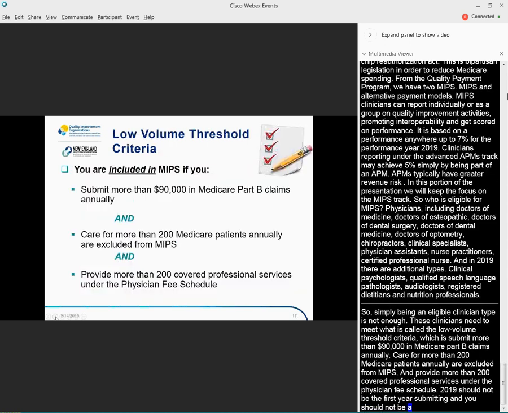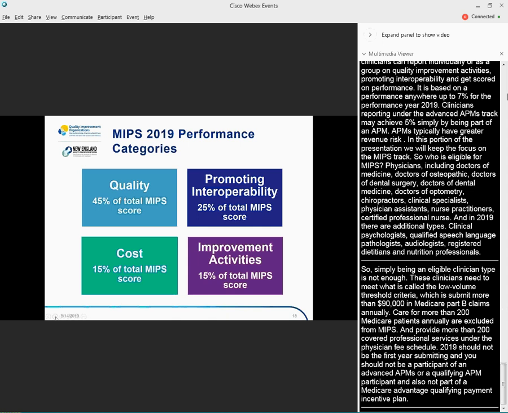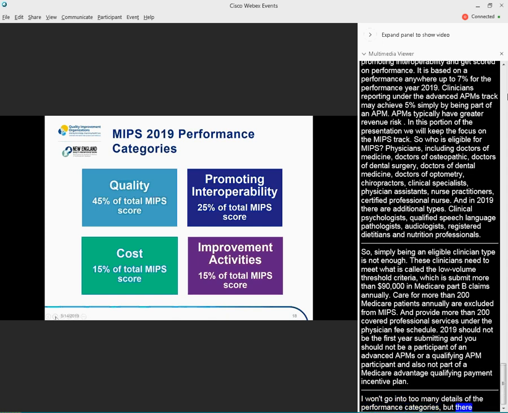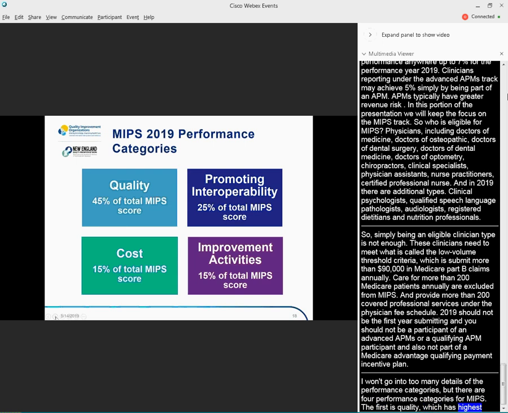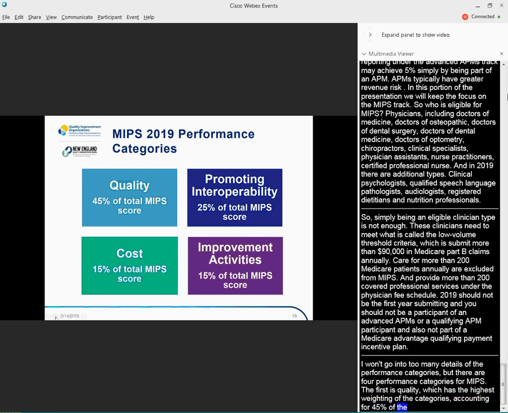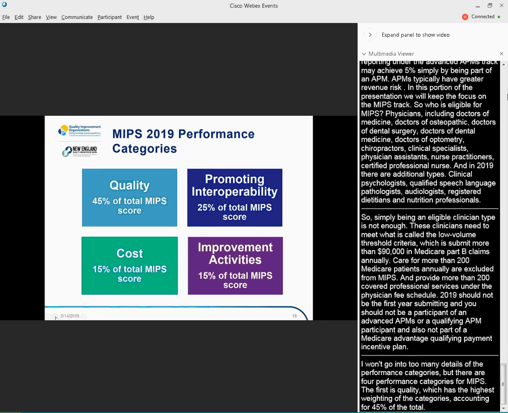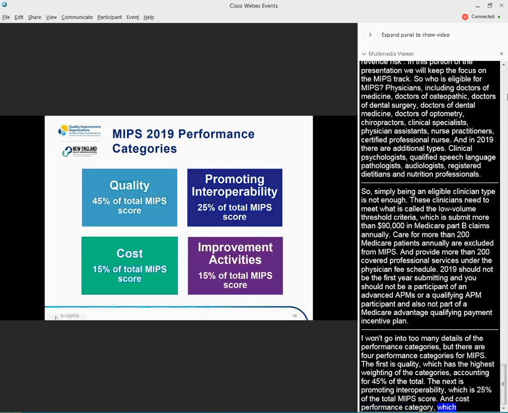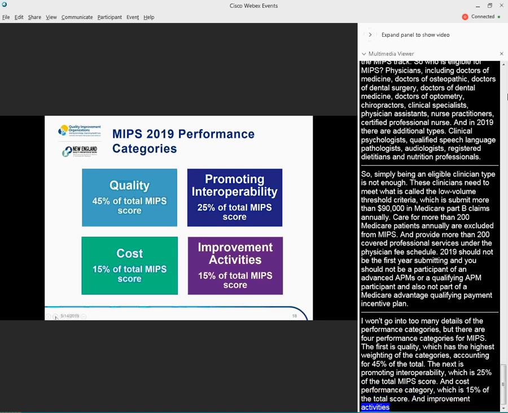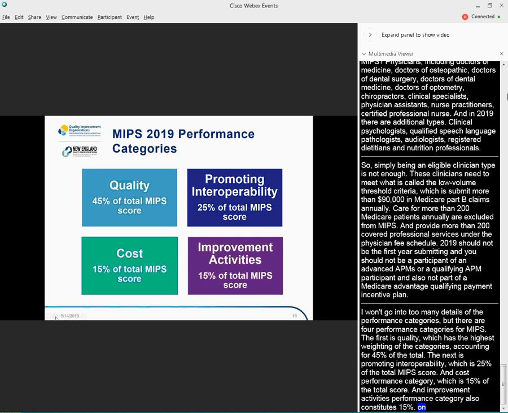I won't be going into too many details of the performance categories, but there are 4 performance categories. The first one is the quality performance category, which has the highest weightage among the 4 categories, accounting for 45% of the total net score. The next one is the promoting interoperability performance category, which is 25% of the total net score. Then there is the cost performance category, which constitutes 15% of the total net score, and the improvement activities performance category also constitutes 15% of the net score.